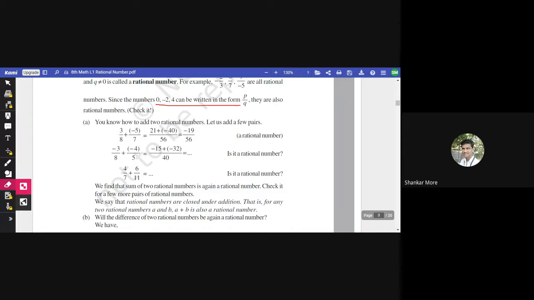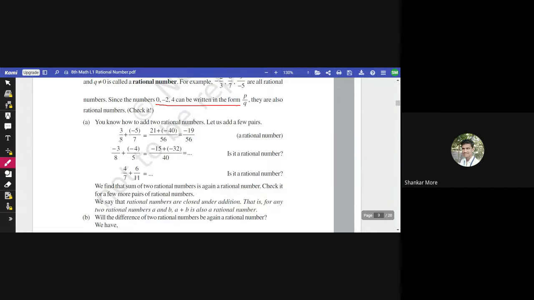By using LCM, and there are methods. But the method that I use, I'm going to tell you. If you like it, you can adopt it, or you can use the method that you know better. So let's try to equalize the denominator.